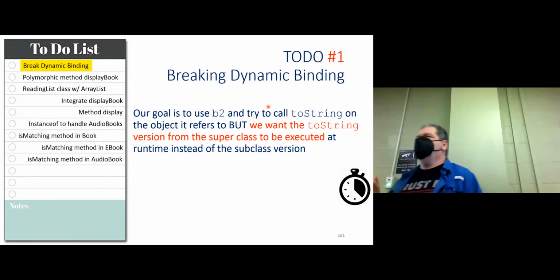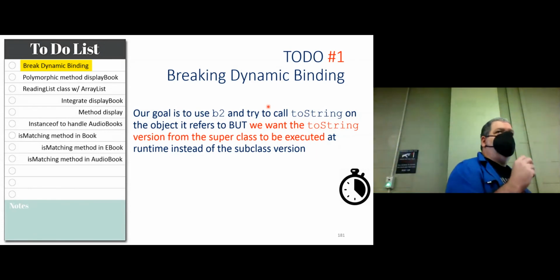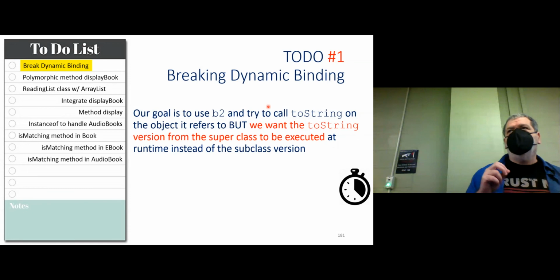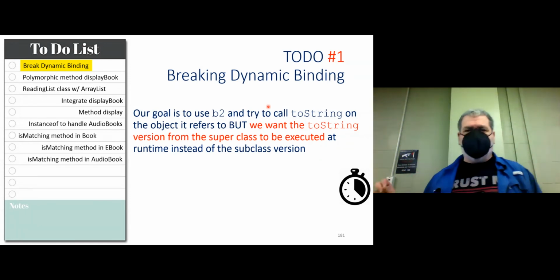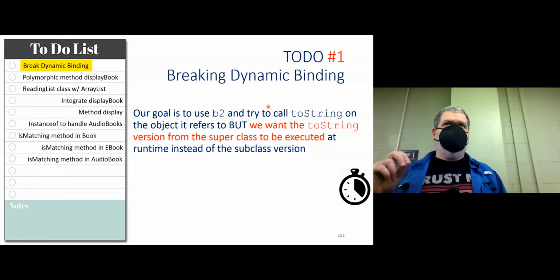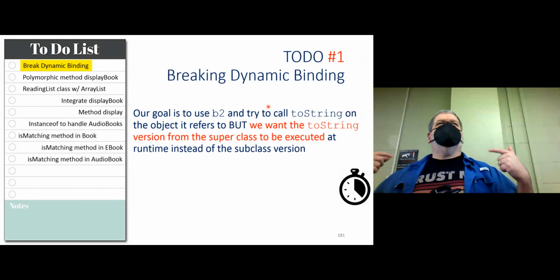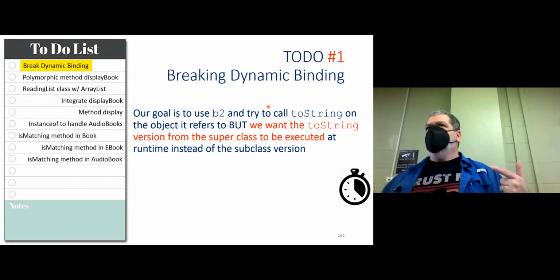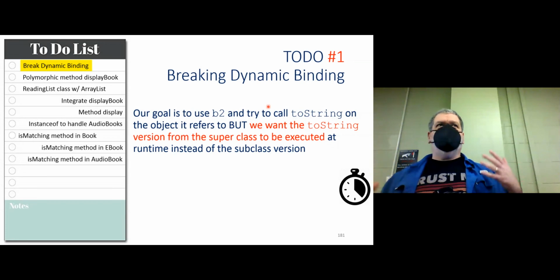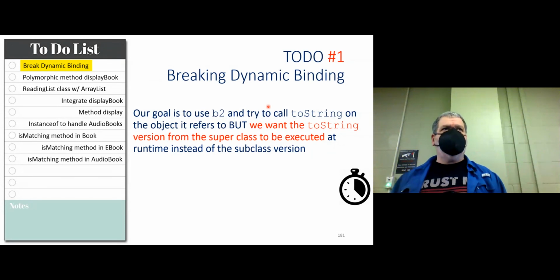What I want you to try to do is to use B2 and provide me with any syntax that you can think of that would allow me to use B2, which is a reference to an ebook, to execute the toString method from its superclass. If you are able to work on that, that means that the dynamic binding is at least semi-clear, and the use of keywords like super, this, etc. is also clear. So you can try to modify the code and run it to see if it works, okay?